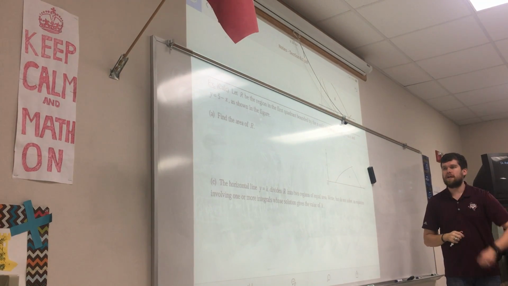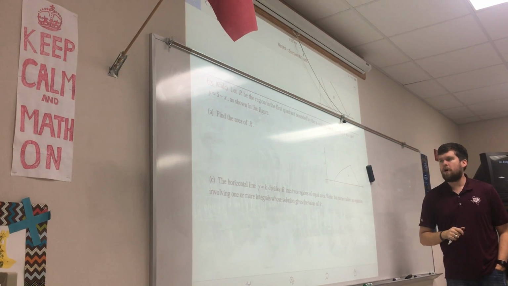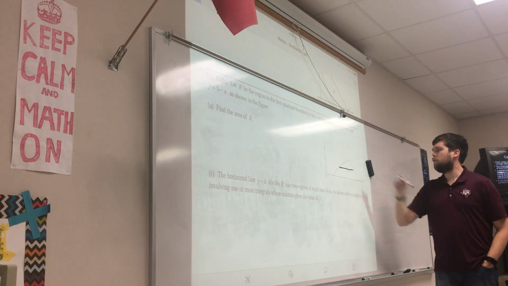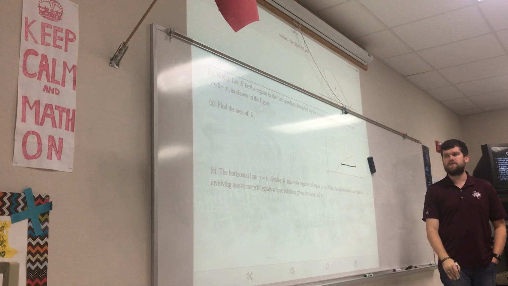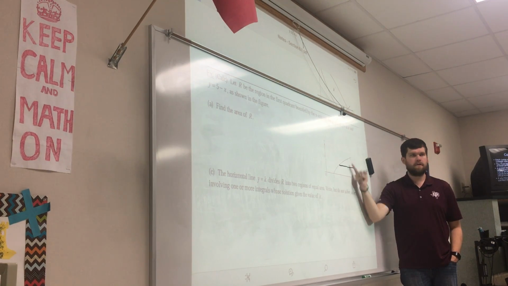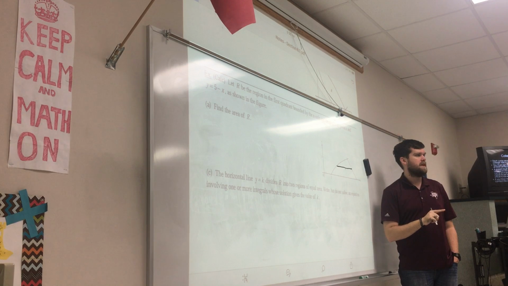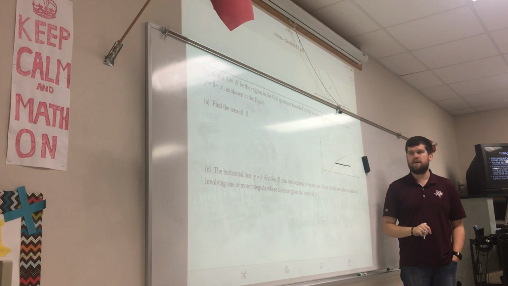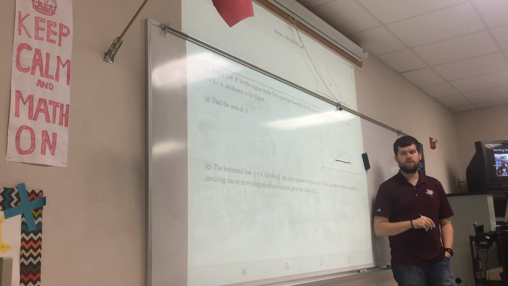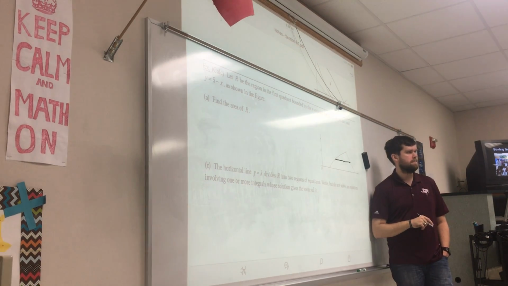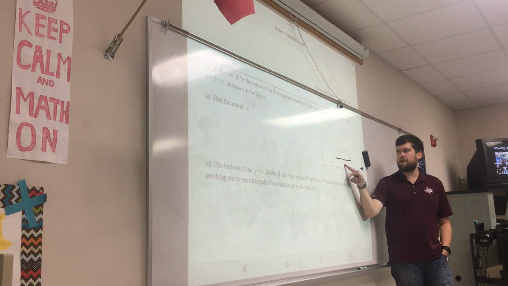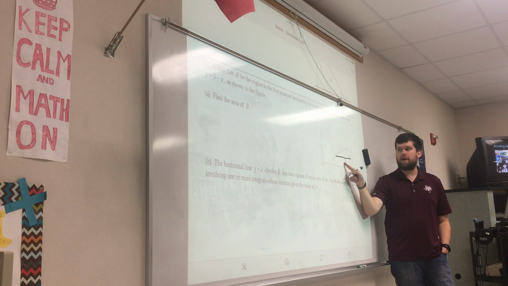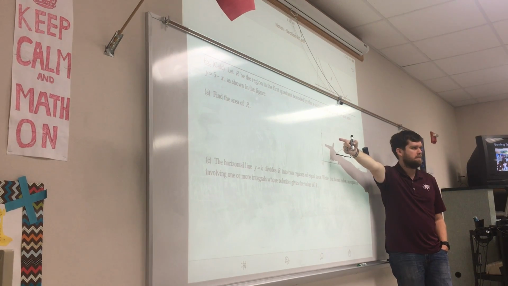It says the horizontal line y equals k divides R into 2 regions of equal area. So we have this horizontal line at y equals k, and wherever k happens to be, it divides this region R into 2 separate regions that have equal area. Then it says to write but do not solve an equation involving one or more integrals whose solution gives the value of k. All right, so what do I know? I know that this area and that area are the same, okay? Or I also know that this area is half of what we found in part A, correct?